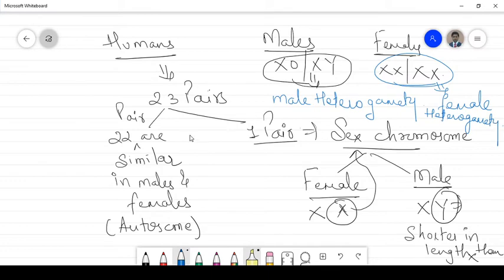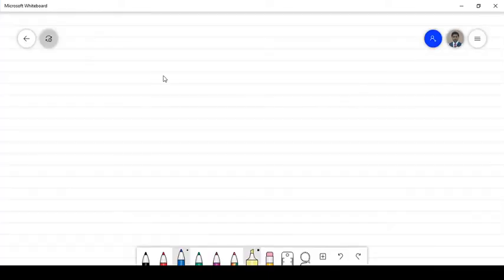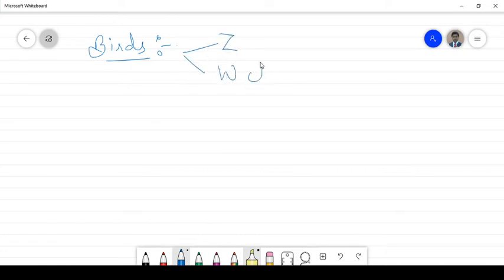Now, let us talk about another example that we have, that is in birds. Now, in birds, there are two chromosomes, the Z chromosome and the W chromosome.